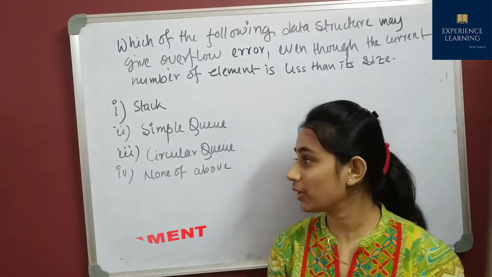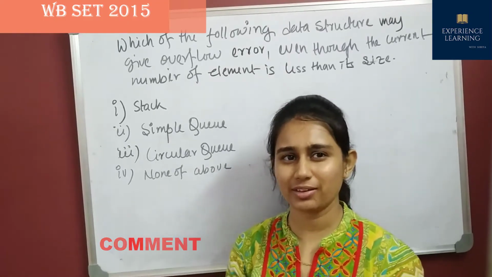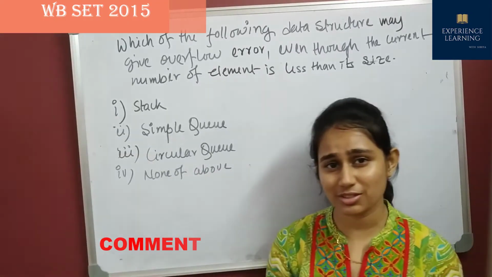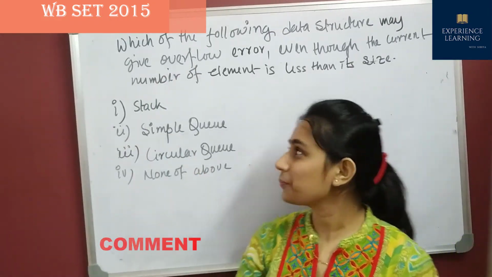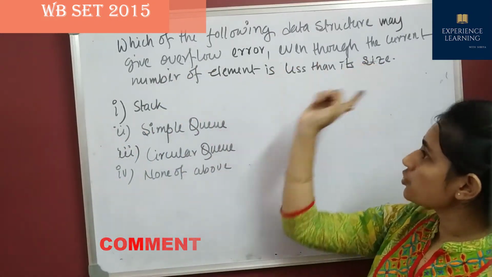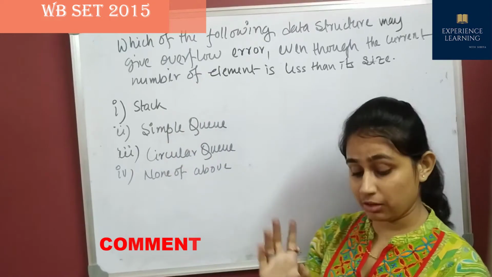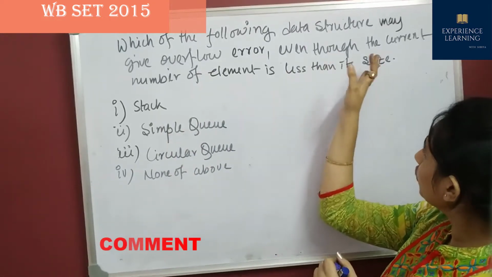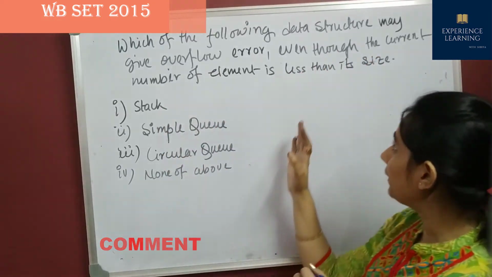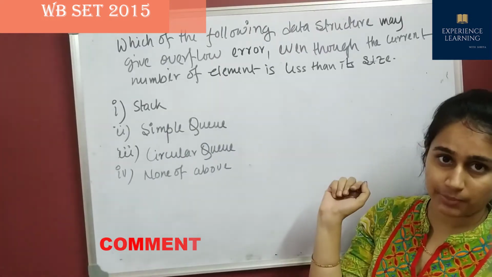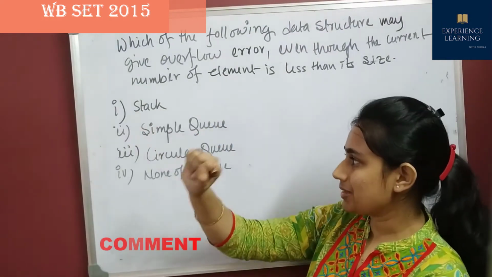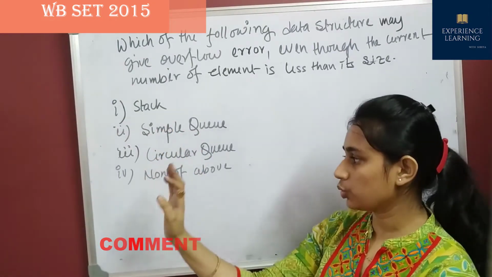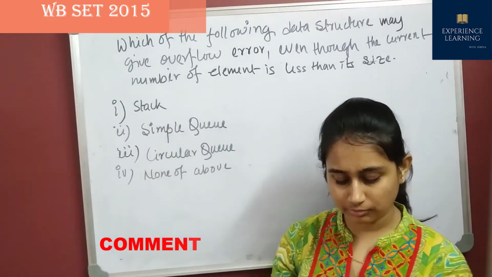Okay, next one. It's very simple. I think you can already answer this question. Okay, let's check it. Which of the following data structures may give overflow even though the current number of elements is less than the size? The options given are stack, simple queue, circular queue, none of the above.